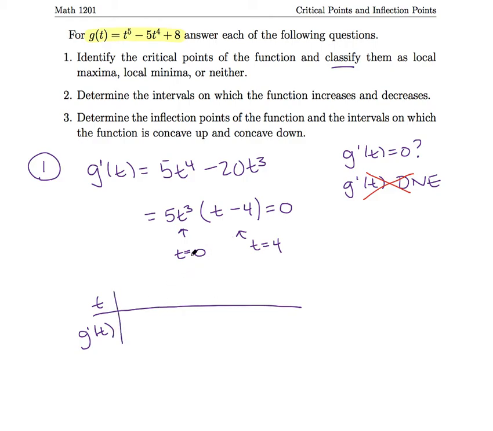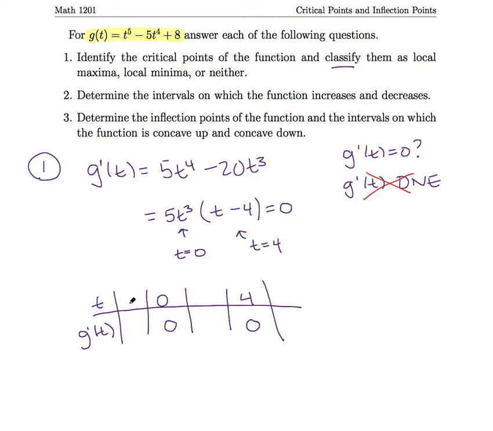And I want to look at what's happening to the derivative to the left and to the right of my critical points. So I'm going to start by just putting in my critical points, leaving space for numbers before and after them. I know that at those critical points, my derivative is 0, so I'll start by filling in those values. And now I just need to pick any numbers in these intervals here.